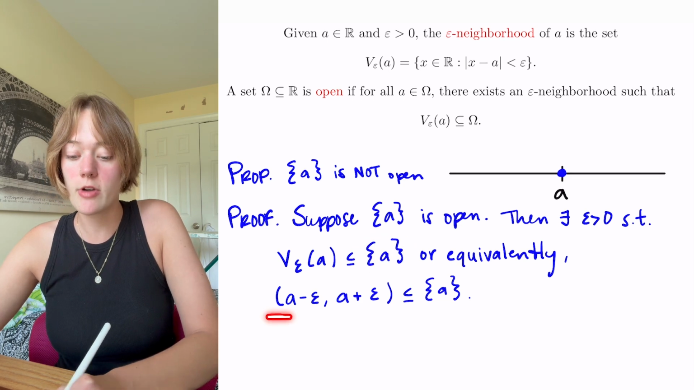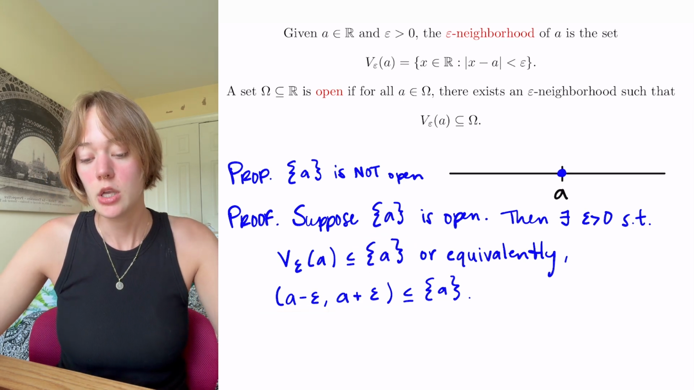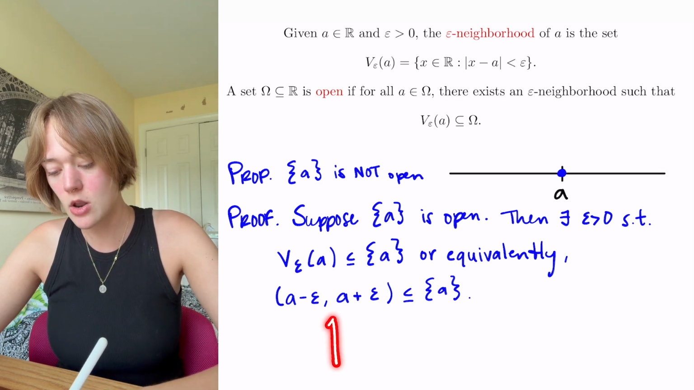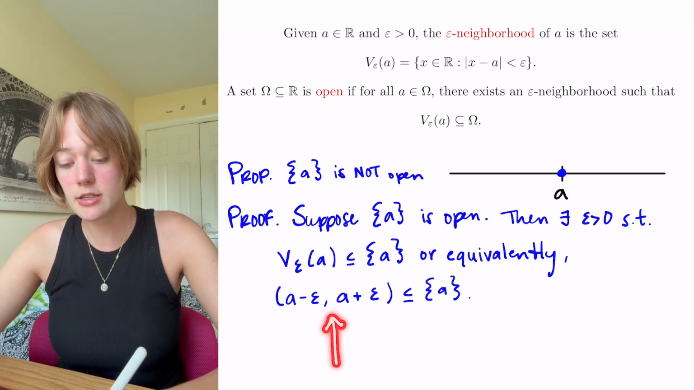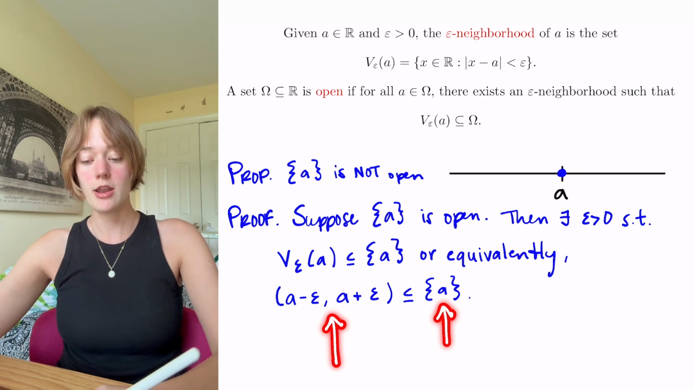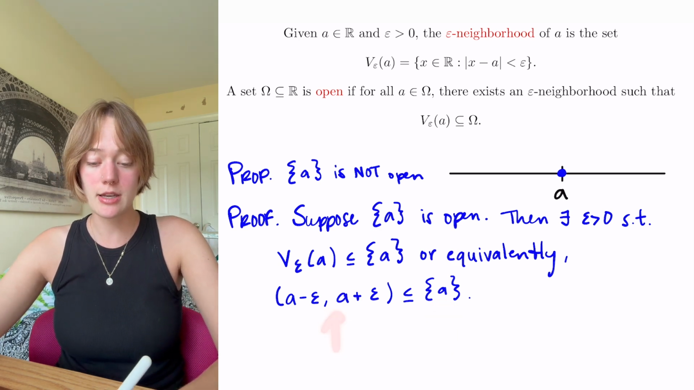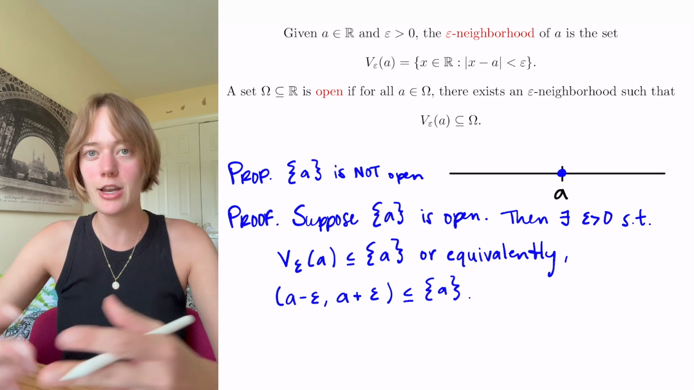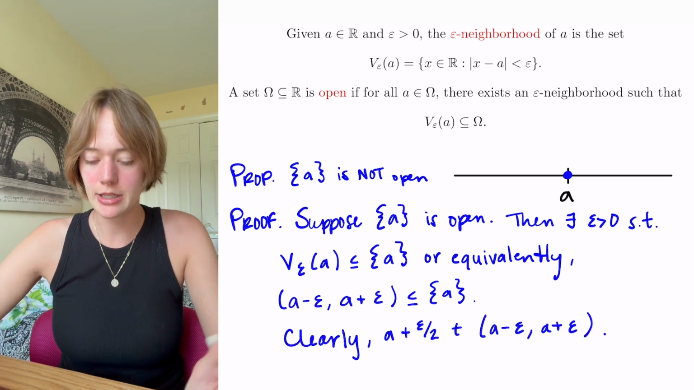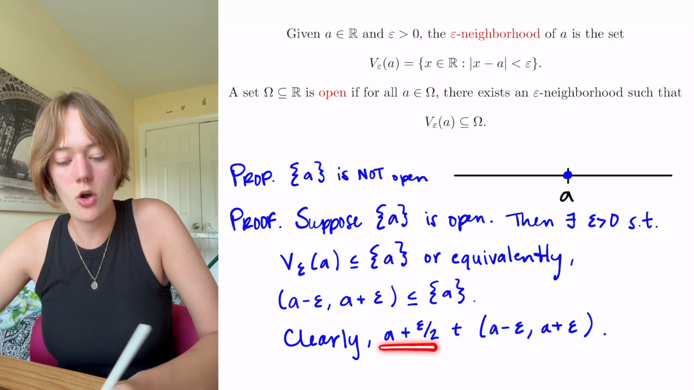This is just another way of writing that with open intervals. The place that we're going to draw a contradiction is showing that there's an element in our epsilon neighborhood around a that is not contained within our set just containing the point a, right? If there's something in here that's not in our original set, that's going to violate our definition of openness, which we said was true. So the point we're going to pick to demonstrate this is a plus epsilon over 2.